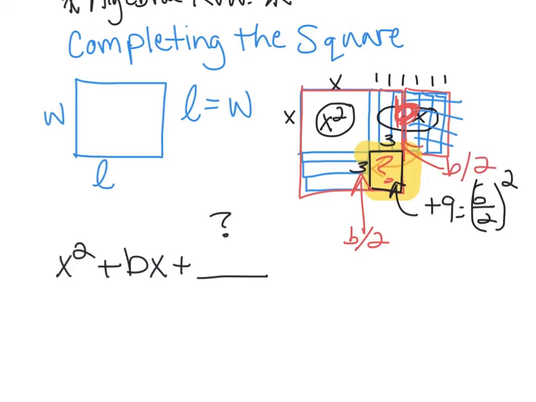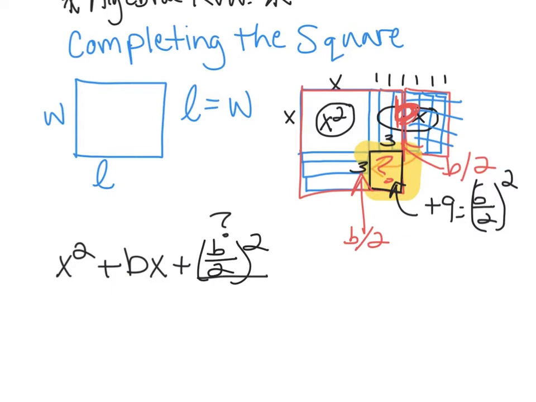So the idea behind completing the square is that if you have a squared term plus some value of bx after it, then all I have to do to complete the square is add the value of b divided by 2, all squared. And that's like adding in the area of that small black square in the bottom right hand corner.